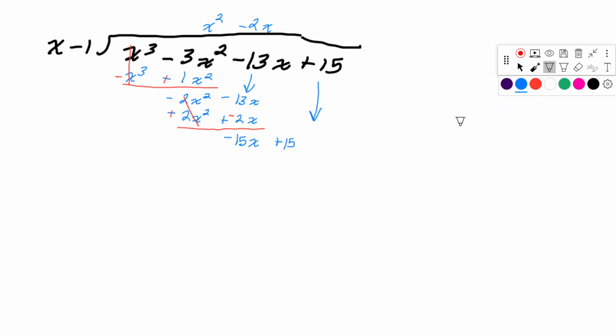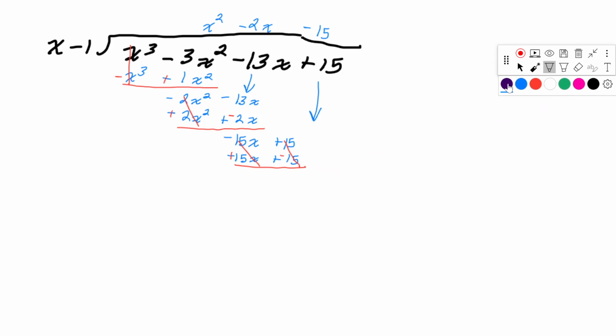And we ask ourselves again, what do we take times x to get negative 15x? That's going to be a negative 15. So negative 15 times x is negative 15x. Negative 15 times negative 1 gives us a positive 15. We go through the subtraction piece, so that changes the signs, and this time everything cancels out. We don't have a remainder.